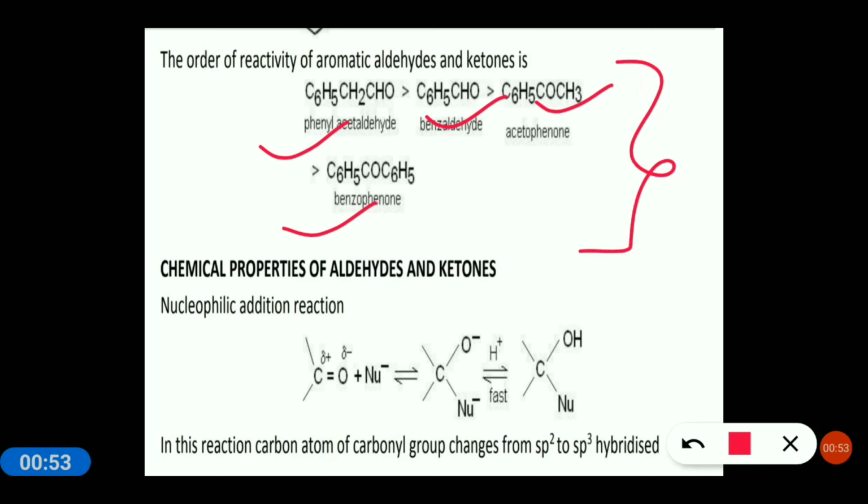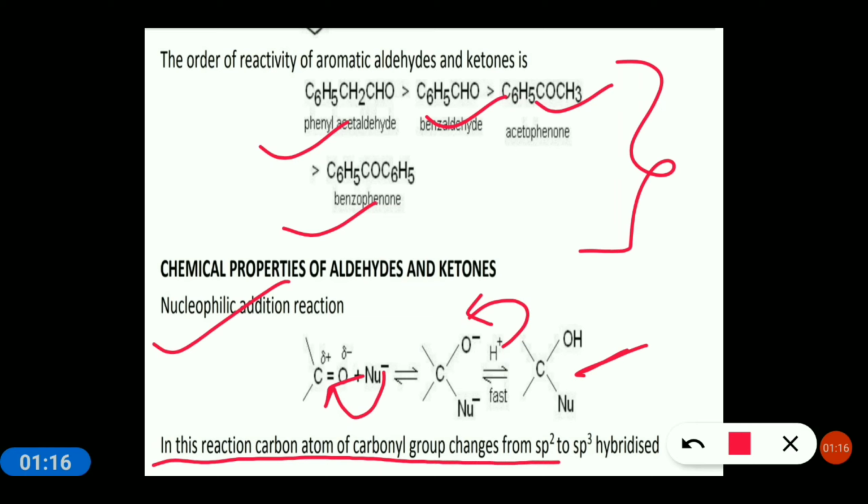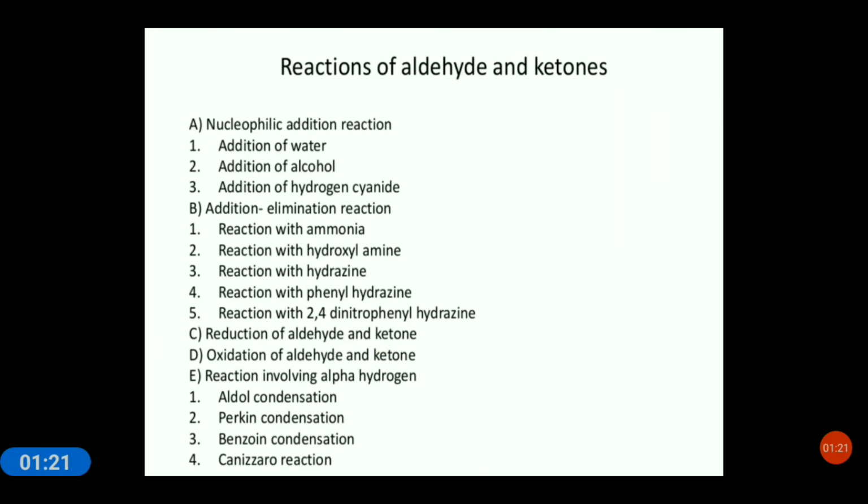Now in the chemical properties of aldehydes and ketones, we have discussed the nucleophilic addition, in which the attack of the nucleophile will be there. So after the attack of the nucleophile, hydrolysis in acidic medium gives rise to the alcohol. And one important thing about the reaction: in this reaction the carbon atom of the carbonyl group changes from sp2 to sp3 hybridization. So in the next video we will see the reactions of aldehydes and ketones. We will discuss all these reactions.